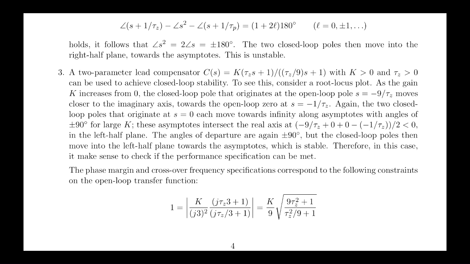So one of the specifications was a crossover frequency of 3 radians per second. The crossover frequency is the frequency where the magnitude of the open loop transfer function is equal to 1, right? So that will give us one equation that we can just write down that constrains the controller parameter K and the controller parameter tau Z. So if you like, this is a constraint on the controller parameters coming from our specification that the crossover frequency should be 3 radians per second. Okay?